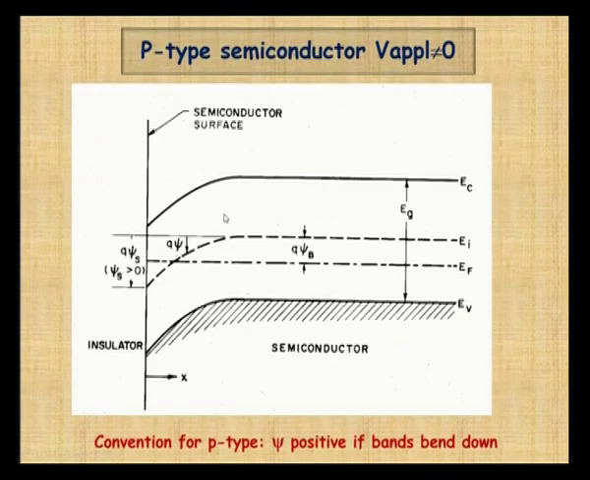Next, p type semiconductor, when the applied voltage is not equal to 0, we observe that as psi is positive, the band bends down. This is not a flat band; it is going to bend because of psi. As we increase psi, the band will bend. That is what we observe from a p type semiconductor when the applied voltage is not equal to 0.